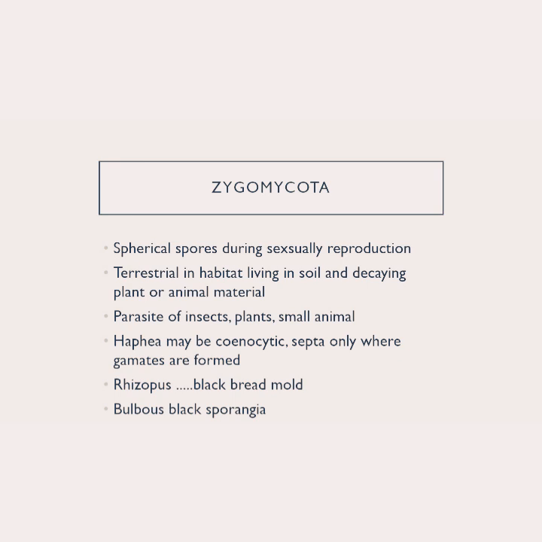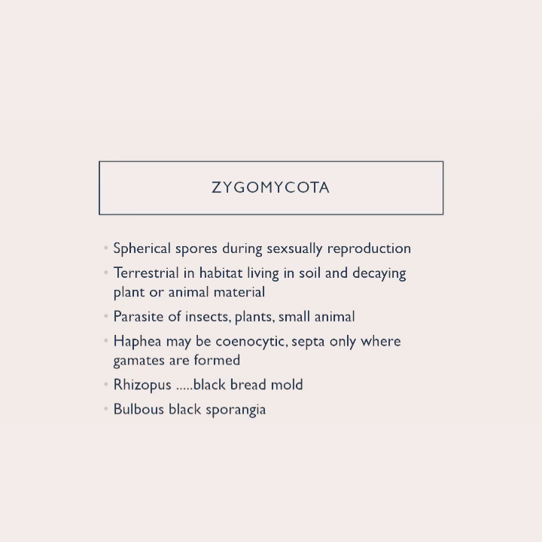Now, hyphae may be coenocytic. Septa only where gametes form, which means the gametes are only formed in septa. Okay, and I told you about the septa. What is the septa? Septa means the hyphae which has septate or non-septate. So septate means they are divided by cross walls.